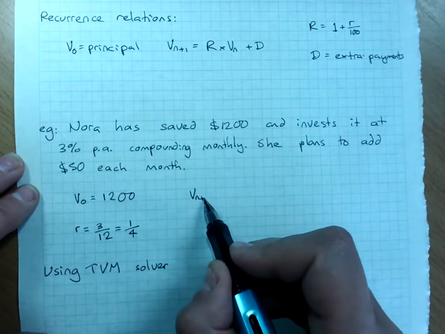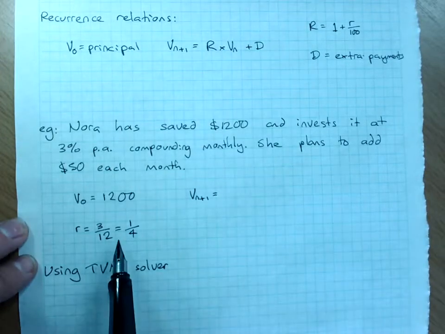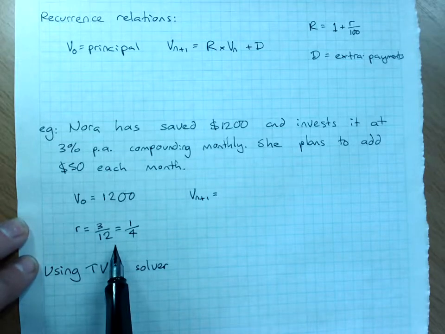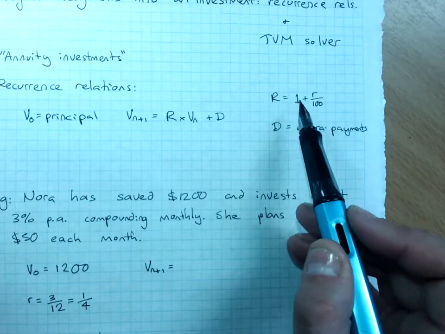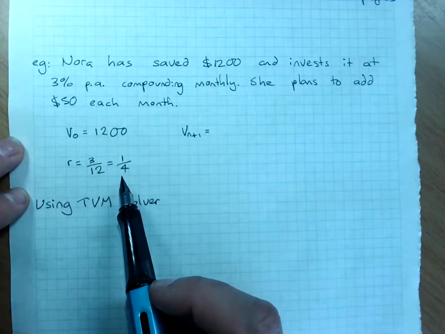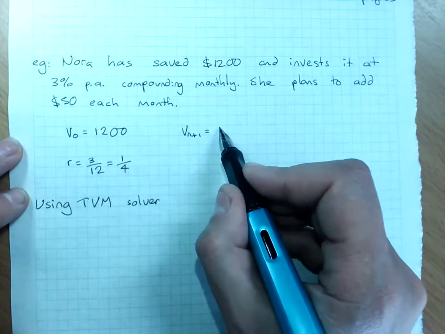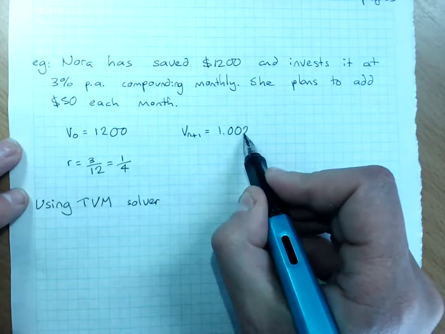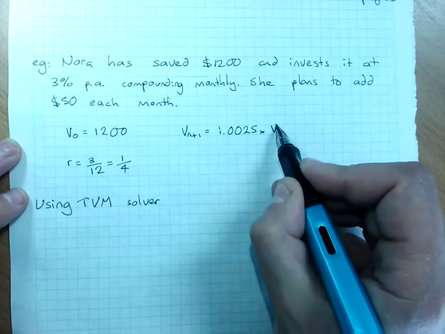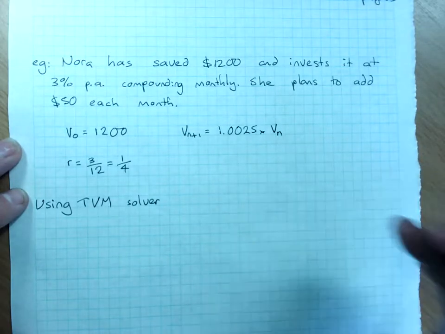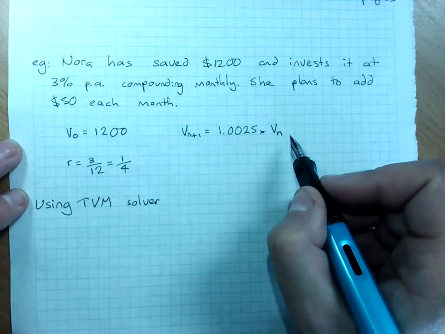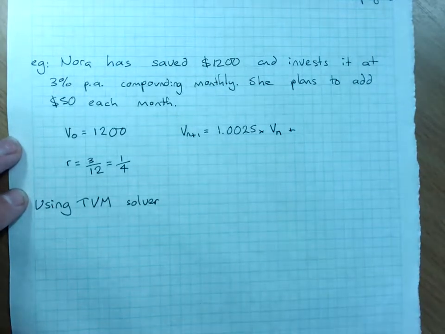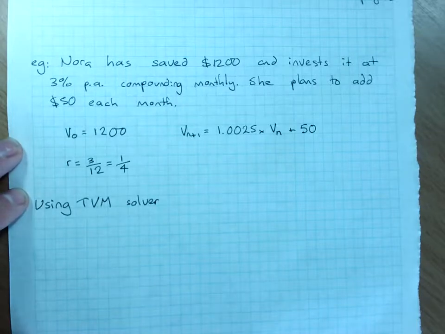So Vn plus 1 is, now we've got to be quite careful because this is just little r. So we'll have to do little r divided by 100 plus 1. 1/4 is 0.25. So I've got 1.0025 times Vn. Plus our payments of $50. So that's our recurrence relationship.